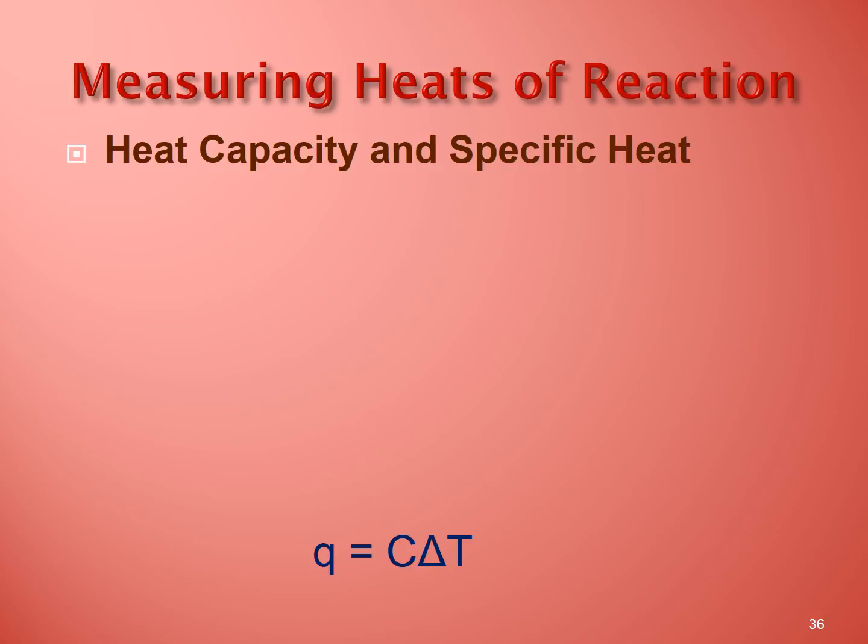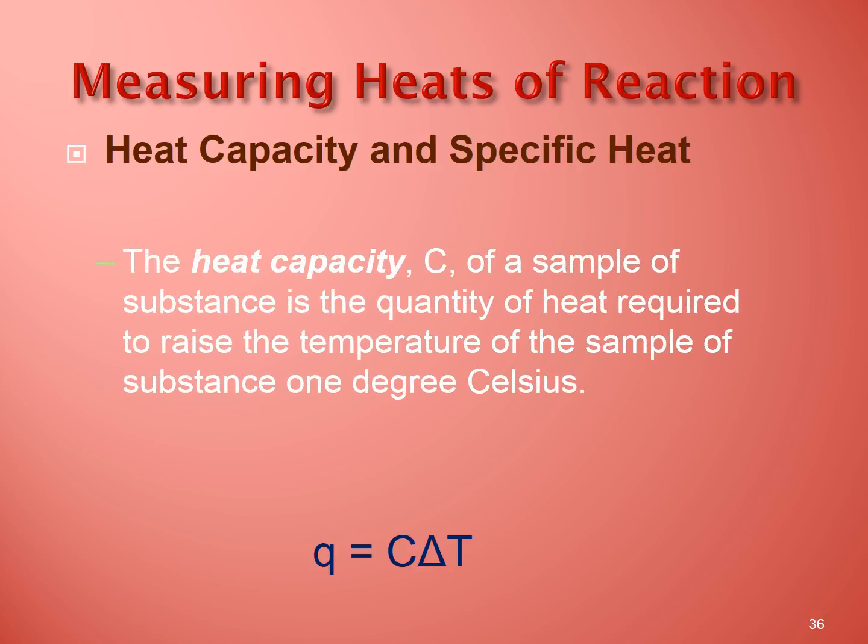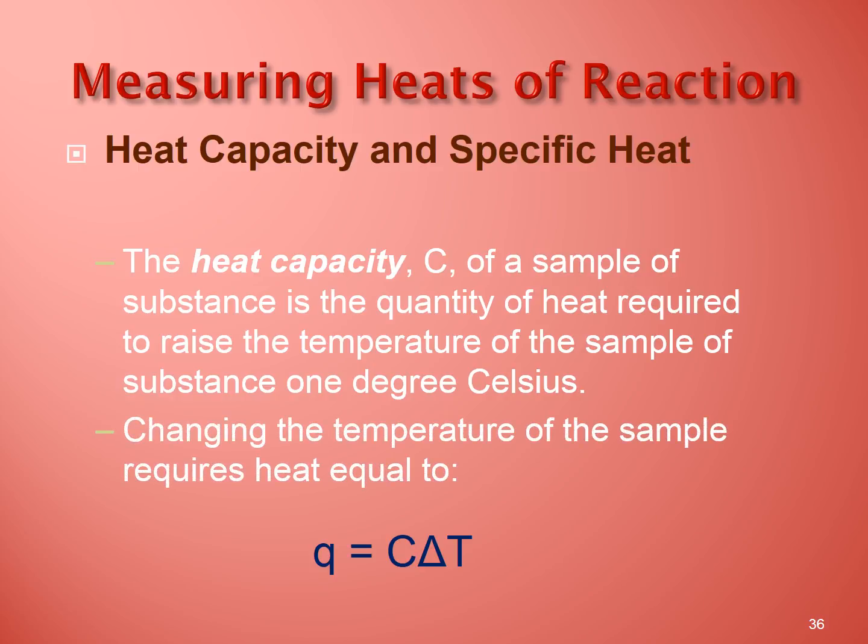Heat capacity is defined as the amount of heat required to raise the temperature of the sample of substance 1 degree Celsius. So if you're trying to find out the total heat for the reaction, then you take the heat capacity times the change in temperature. So you multiply by how many degrees the temperature has gone up or down. So Q, heat, equals C delta T.